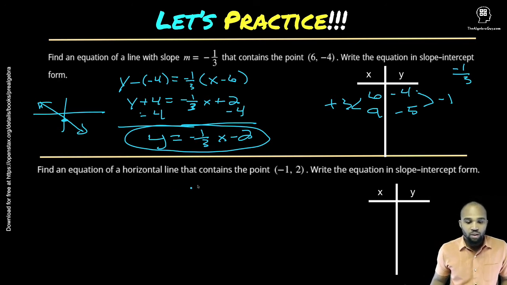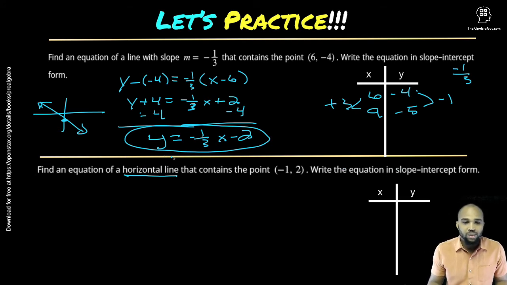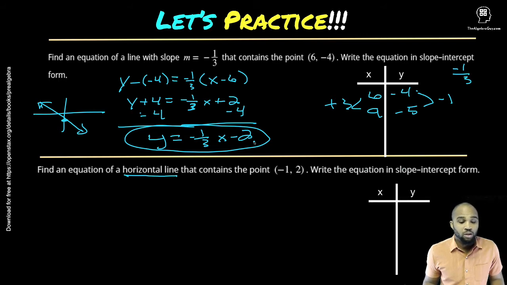All right, same thing here. Finding the equation of a horizontal line. That should be easy. That contains (-1, 2), right? The equation in slope-intercept form. Well, now, why did I put this one there? This changes things a little bit because they didn't give me the slope. Or did they? What is the slope of a horizontal line?